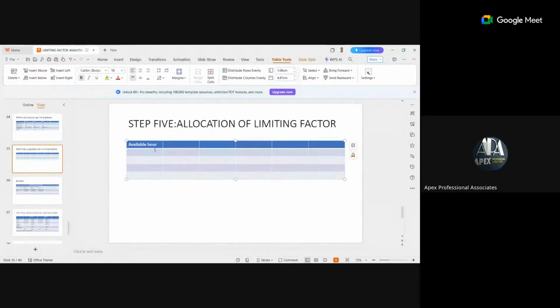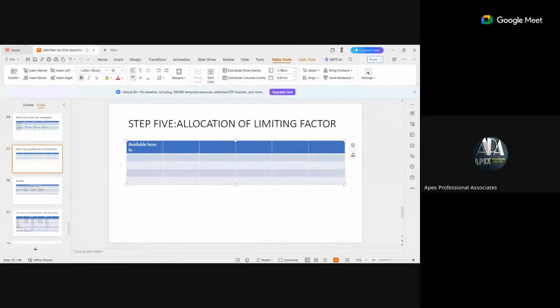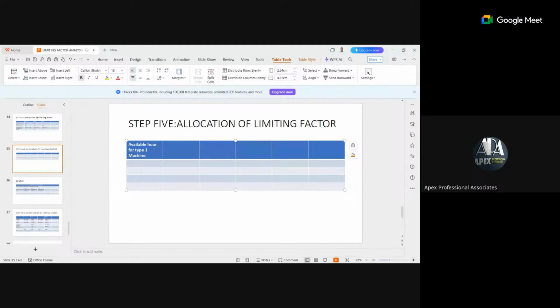Available hours for type 1 machine is 39,200.